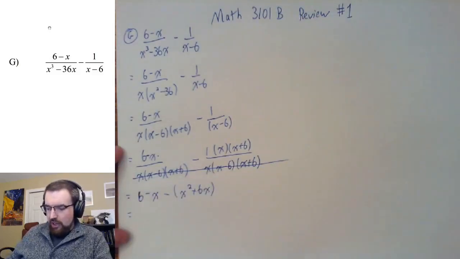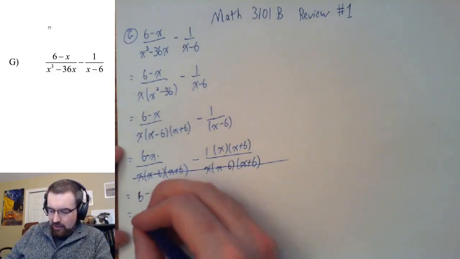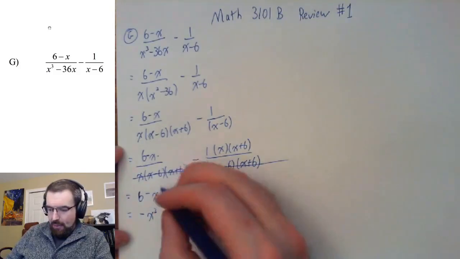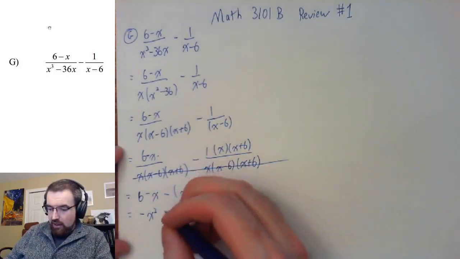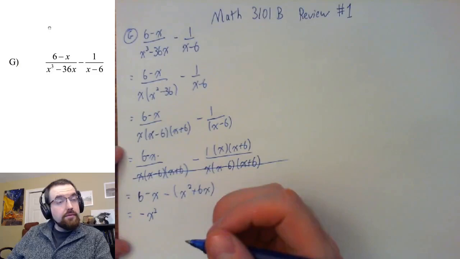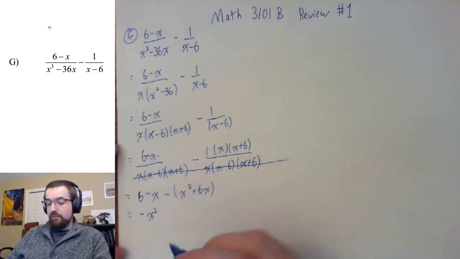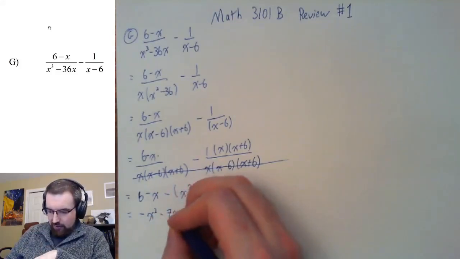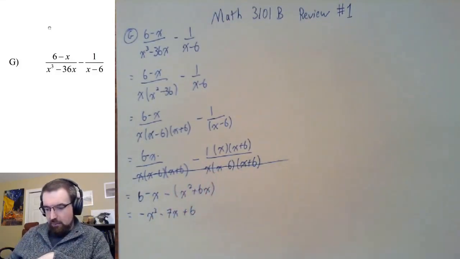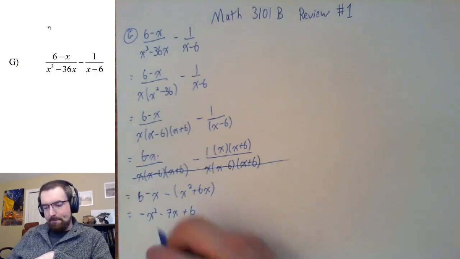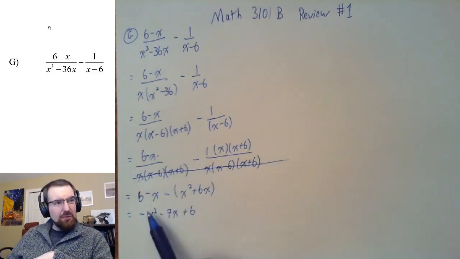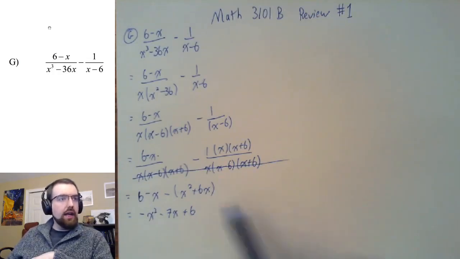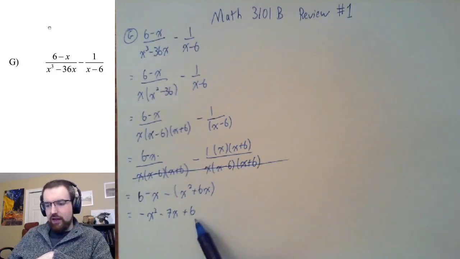So we can keep going on here. We've got a negative x squared, right? Because this one's going to be negative. Excuse me. Minus 7x plus 6. Or if I want to, I don't much like having the negative here on this first one, right? So I can sort of flip all the signs, right?